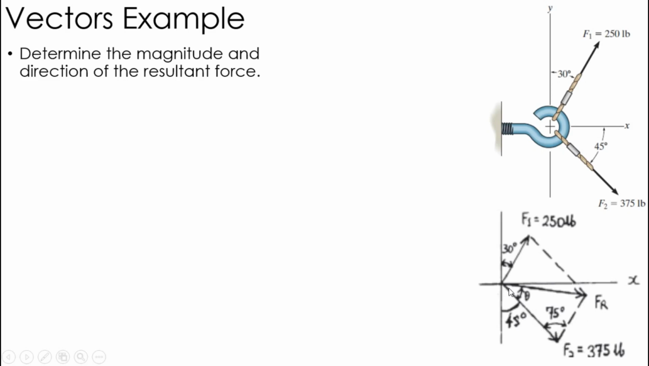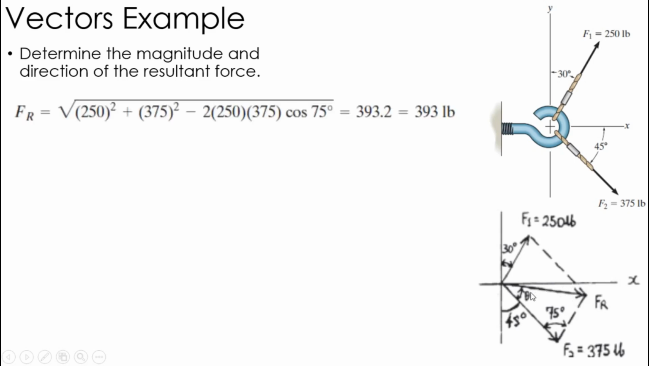So what I do in order to find the opposite side, I use the law of cosines, which is given here. So it's the square root of each side squared plus each side squared minus 2 times each side times the cosine of the angle between them. So I have 250 squared plus 375 squared minus 2 times 250 times 375 times the cosine of 75 degrees. That gives me the length or the magnitude of this side, which is my resultant force, to be 393 pounds. Okay? So that gives me the magnitude that I'm looking for.